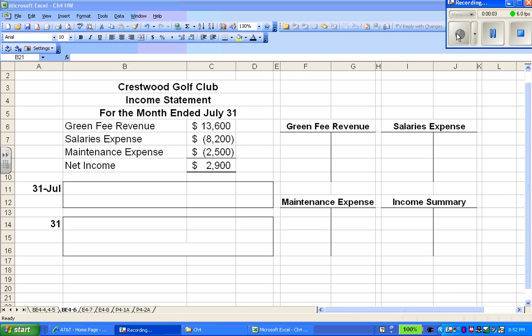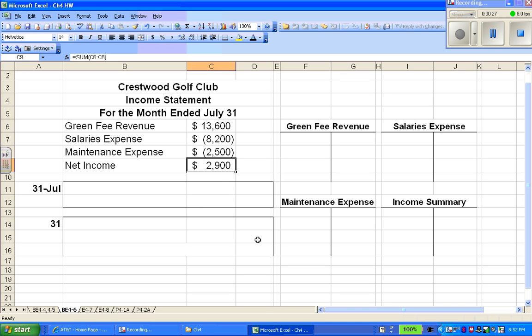All right, this is brief exercise 4-6, and we can find that in your text on page 177. Again, they're giving us some information here for Crestwood Golf Company. This is the income statement. They're showing us their revenue of $13,600, salary expense, maintenance expense, and then we have a net income of $2,900.